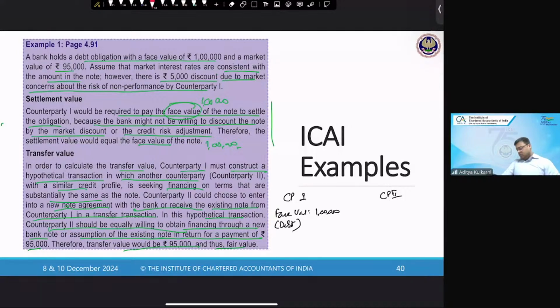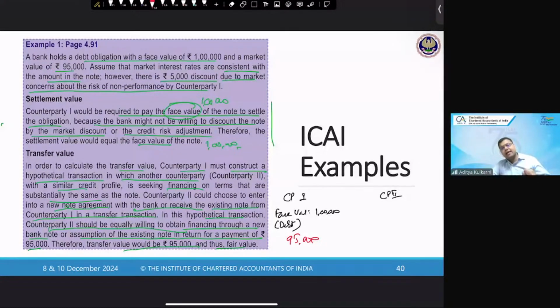The fair value is nothing but 95,000. Yes. So this is the fair value of 95,000. Tell me one thing. Do you think that counterparty 2 will pay counterparty 1, when they are transferring the liability, the entire 1 lakh rupees? Will they pay entirely 1 lakh rupees? That is the value. The answer is no.